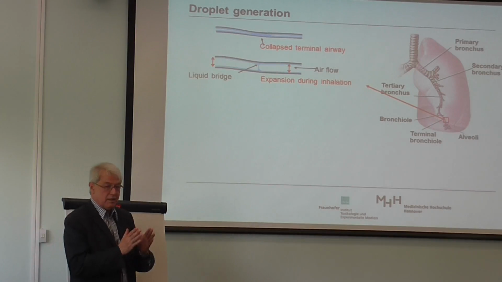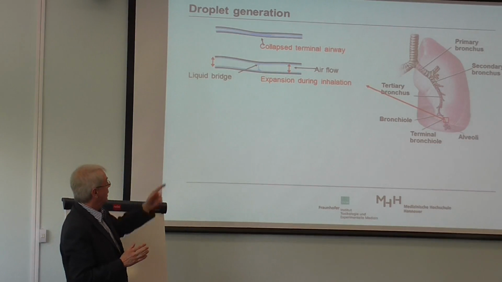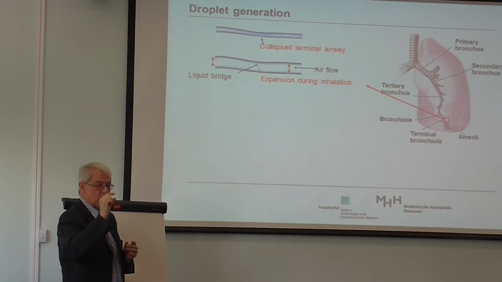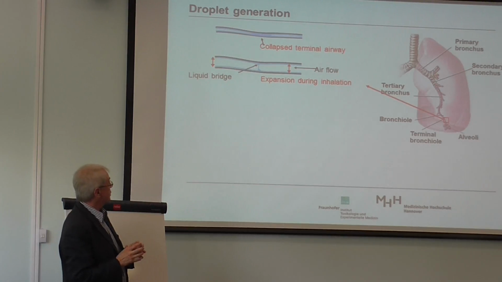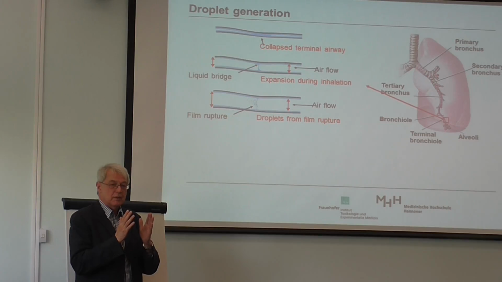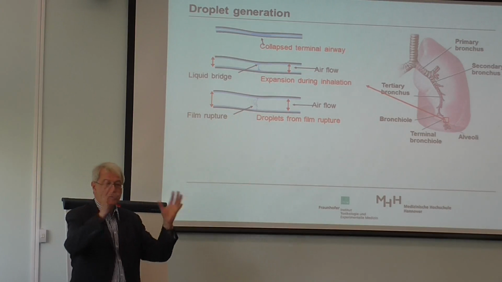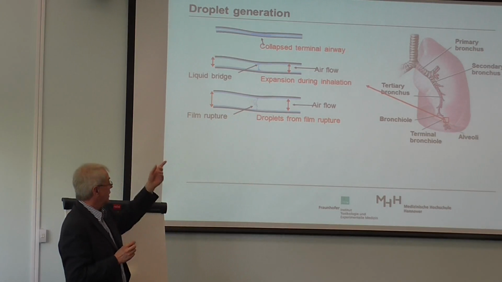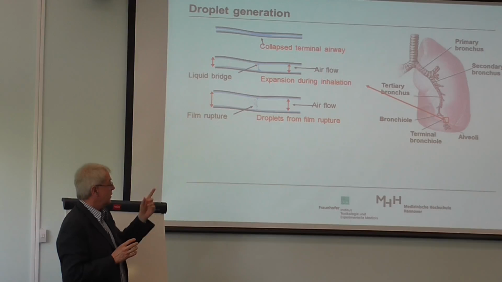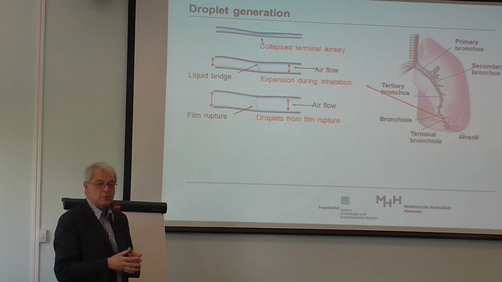Then, when you exhale, the airway widens again, and you get a thin film built from this bridge. And as the film reaches a thickness beyond a critical film thickness, then it ruptures like a softball, and then you get droplets being formed. And these droplets can then be exhaled and, so to speak, expelled and sampled in your exhaled breath.